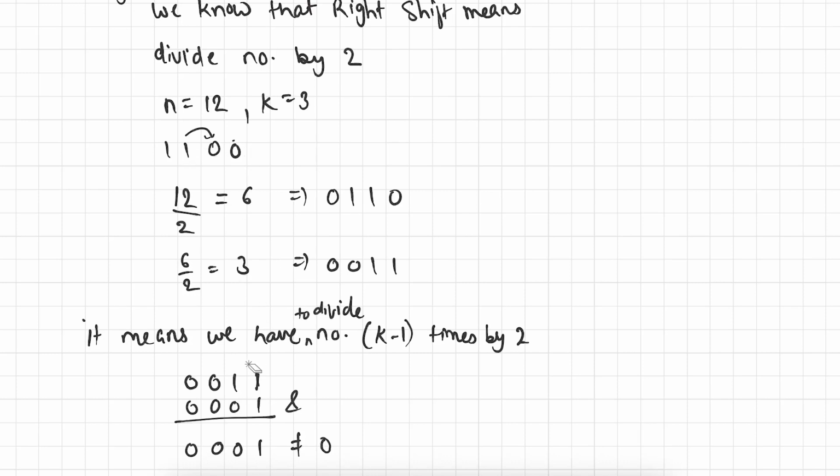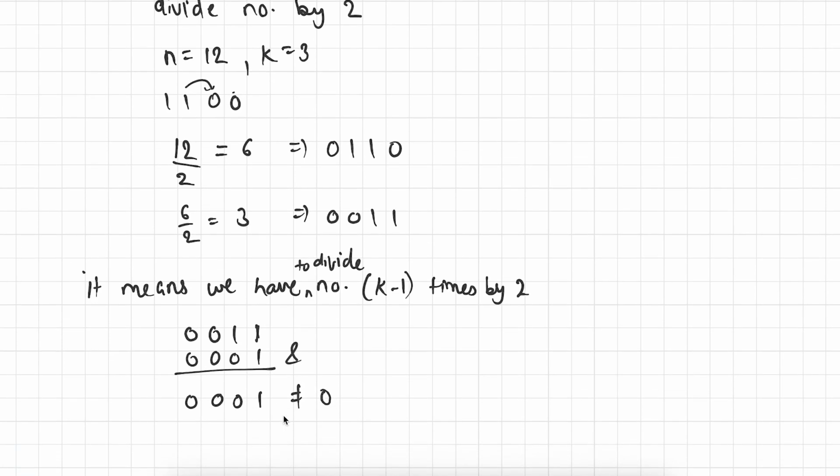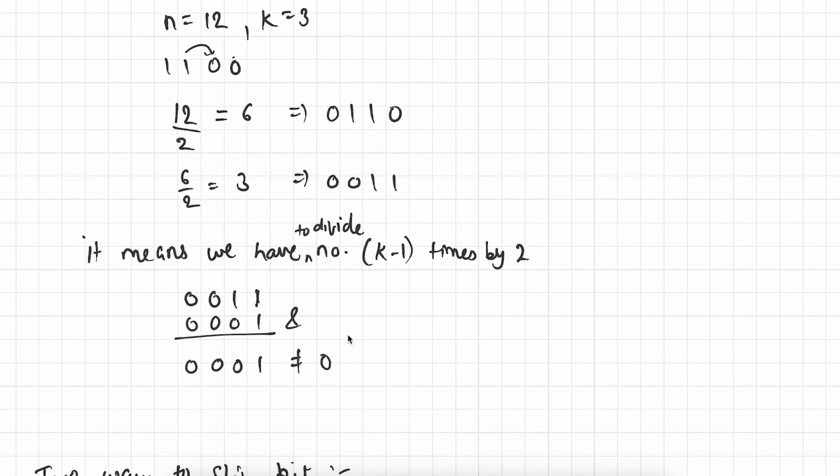Now our task is simple. The bit is at the first position, right? The third bit is at the first position. Now we have to simply do bitwise AND with 1, and we get 0001, and that is not equal to 0. It means that the third bit of 12 is set.